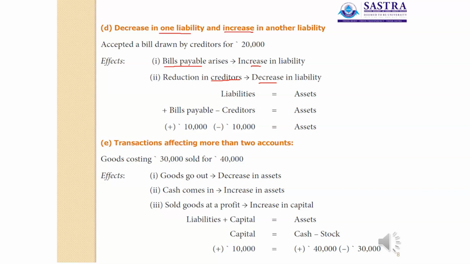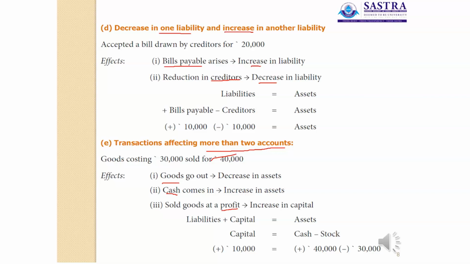Then the next one is a transaction affecting more than 2 accounts. Here goods costing rupees 30,000 sold for rupees 40,000. What is the effect of the transaction? There are 3 accounts involved here: one is goods, that is stock, another one is cash, and another one is profit.